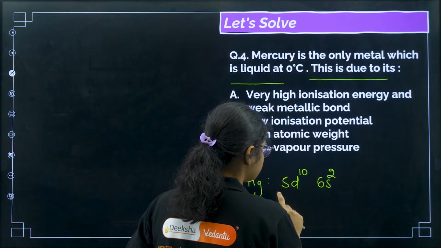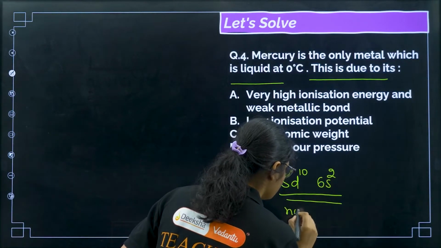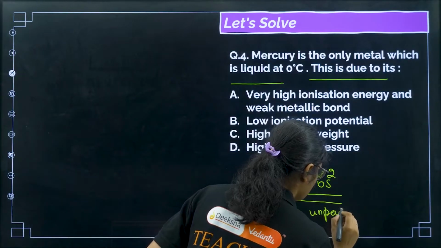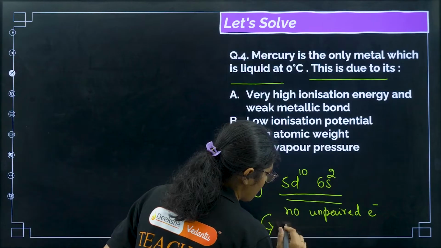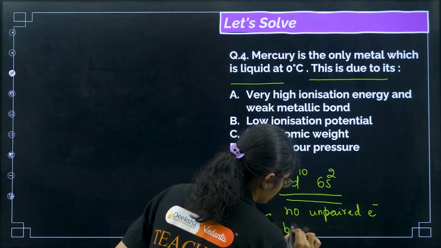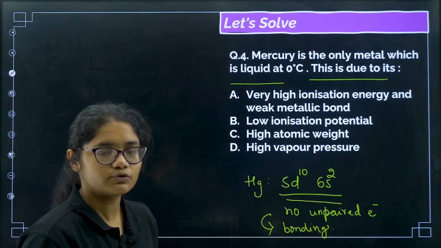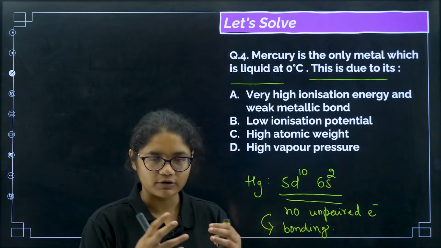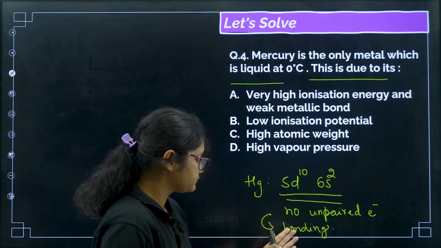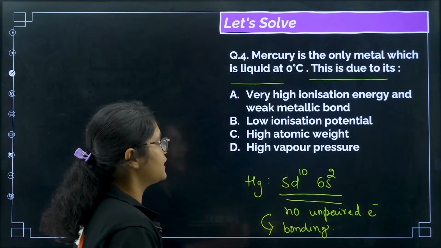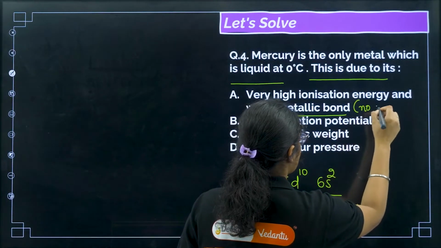Due to this fully filled electronic configuration, there is no unpaired electron, and because there is no unpaired electron, it does not participate in bonding. There is no metallic bonding. So that is why the intermolecular forces are very weak, and mercury is found in the liquid state. That is because of a weak metallic bond. Why is there a weak metallic bond? Because there is no unpaired electron.